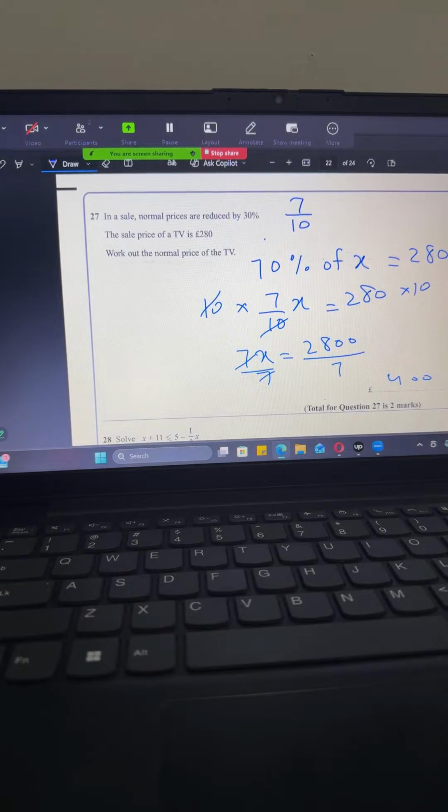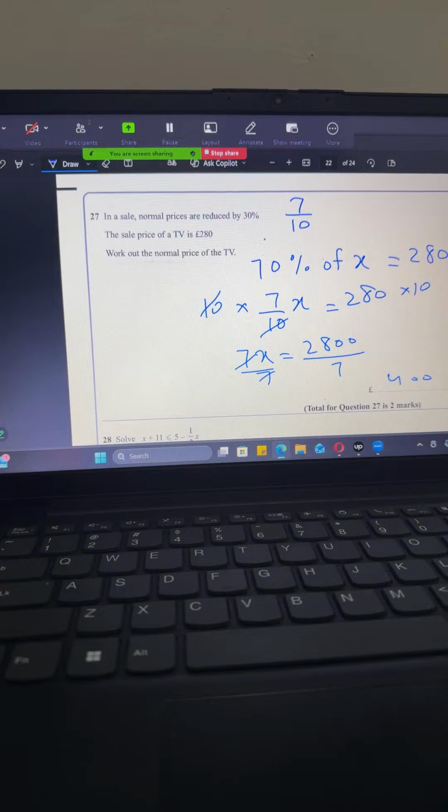Okay, so we know that the price after the reduction is 280 pounds. Yes, you are right. And then we have to link it with algebra, so x is what we're trying to find out. X is the original price that we want to know. So we want to work out 70% of x, because we reduce it by 30%. So in other words we just did 70% of x, right?